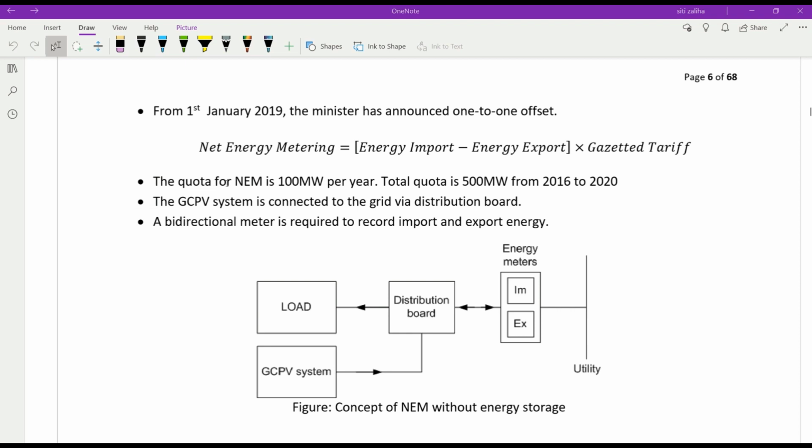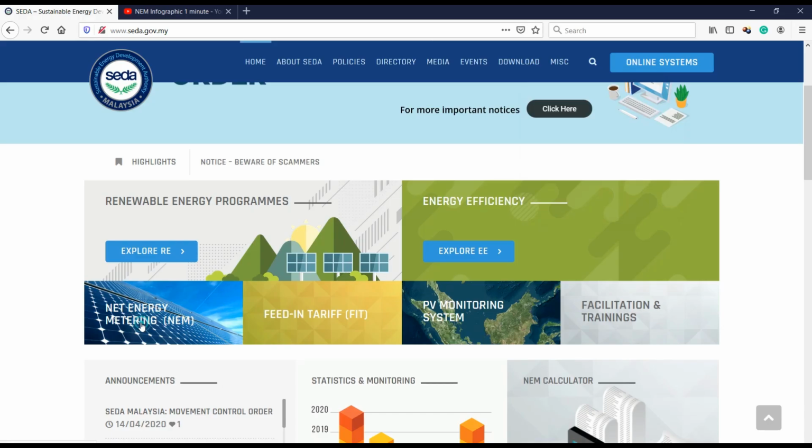The quota for NEM is 100 megawatt per year. The total quota is 500 megawatt from 2016 to 2020. Let's see how much quota is left for this year for the NEM.